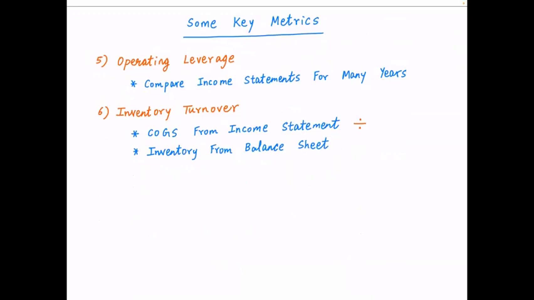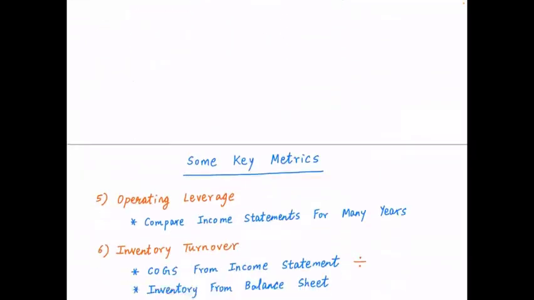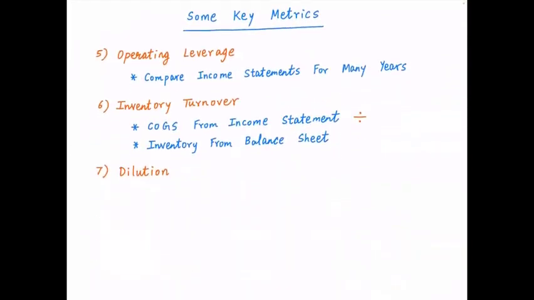So you have to look at both the income statement and the balance sheet if you want to calculate inventory turnover. It's not just looking at one financial statement. You have to look at two different financial statements. You take one number from one, take the second number from the second, and then divide one by the other, and then you will get inventory turnover. So investors calculate metrics like this by looking at multiple financial statements at the same time, not just one at a time. Okay, what about dilution?